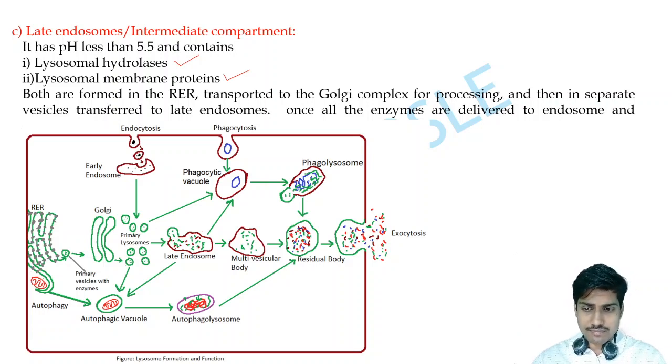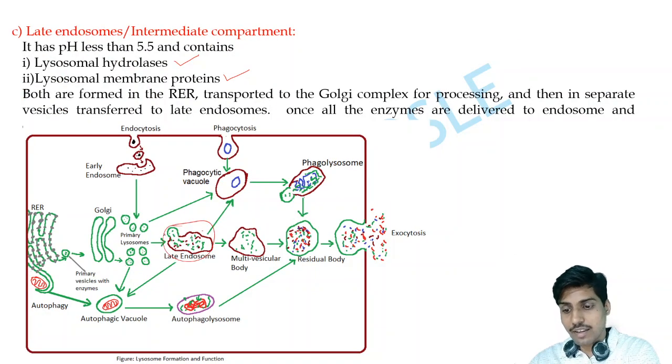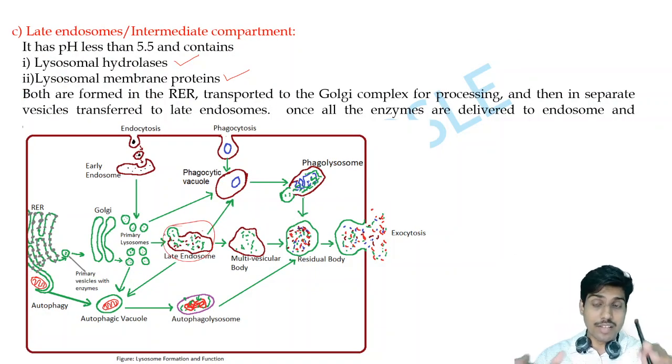Both are formed in the rough endoplasmic reticulum, transferred to the Golgi complex for processing, and then separate vesicles transfer them to the late endosomes. Once all the enzymes are delivered to the endosomes, these can finally be called what? Lysosome. Okay.